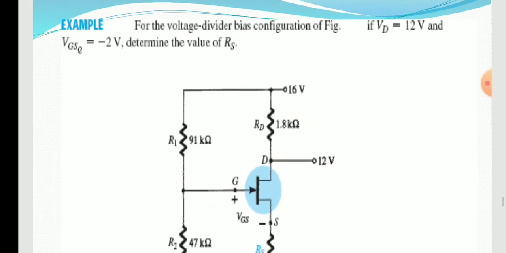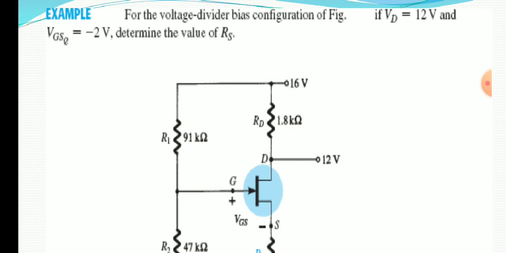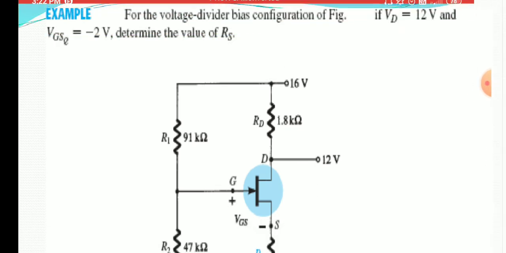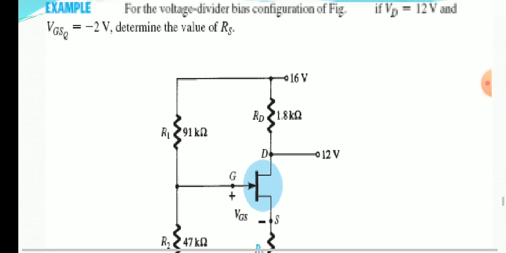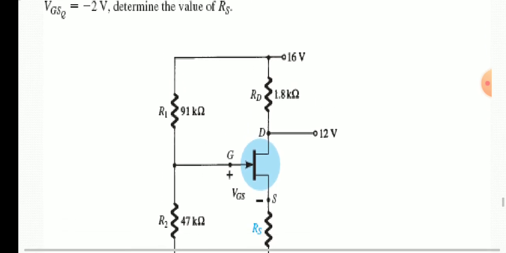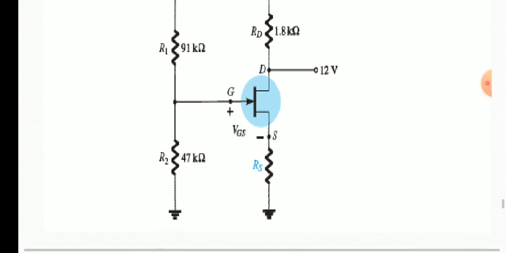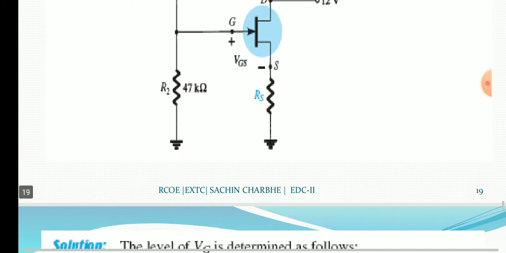Then the next numerical, for the voltage divider configuration shown in the figure. If VD equals 12 volt and VGSQ is -2 volt, determine the value of RS. This is also a numerical of depletion type MOSFET, voltage divider biasing. RD is 1.8 kilo ohm, RS is not given, we have to calculate the value of RS. VDD is 16 volt, R1 is 91 kilo ohm, R2 is 47 kilo ohm, and the output shown is 12 volt.